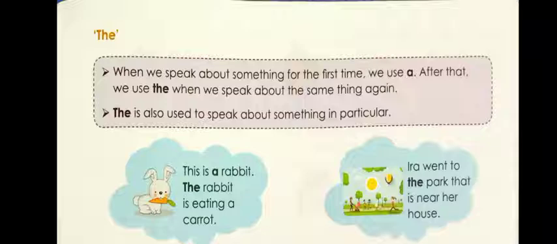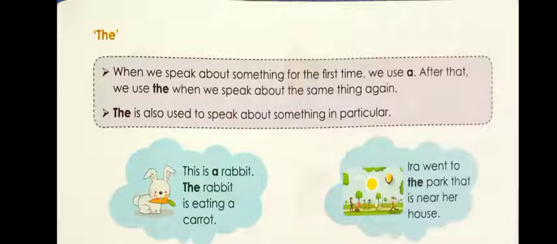This is a rabbit. When we are speaking about the rabbit for the first time, we use a. When we are continuing speaking about the rabbit, we use the, because we are particularly talking about the rabbit. This is a rabbit. The rabbit is eating a carrot. Understood where to use the now?